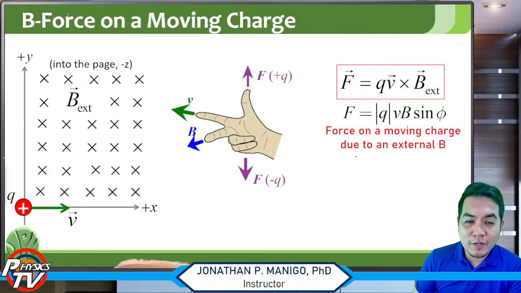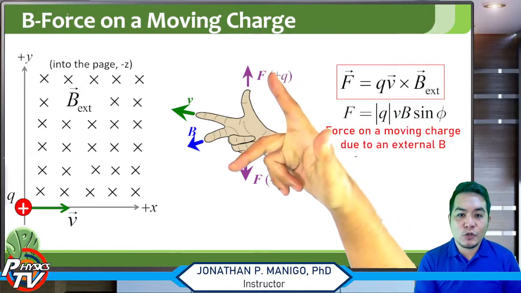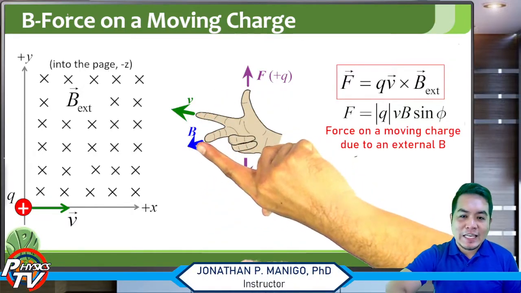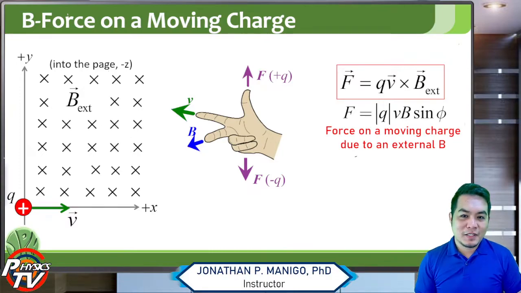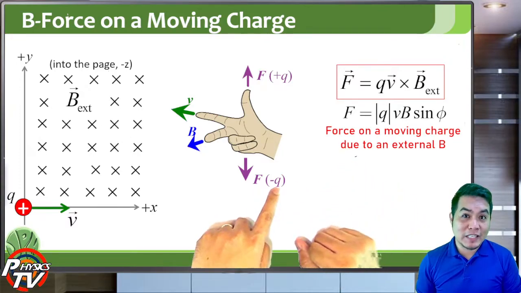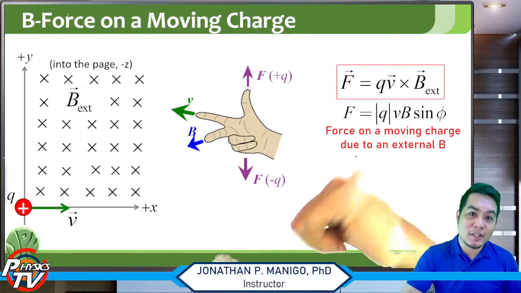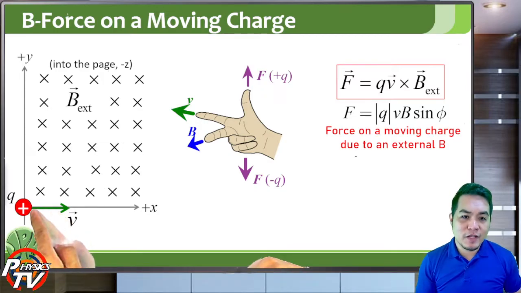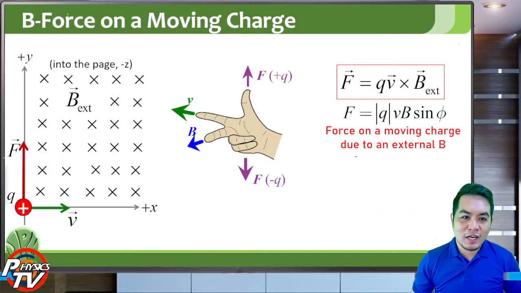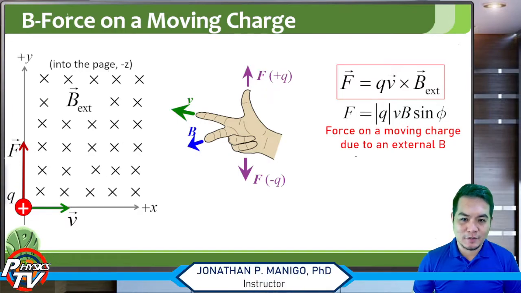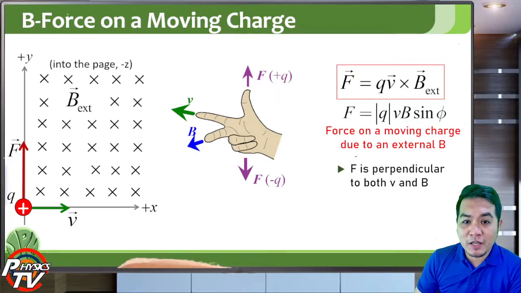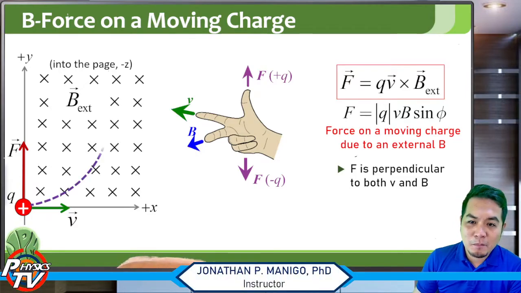You use v cross B with the right hand rule if the charge is positive. If it's negative, then you have to flip your right hand, since the negative charge will flip the direction of the vector. The negative of a vector is just the vector in the opposite direction. Since this is a positive charge, v cross B is upward, to the positive y-axis. So F is perpendicular to both the velocity and the magnetic field.